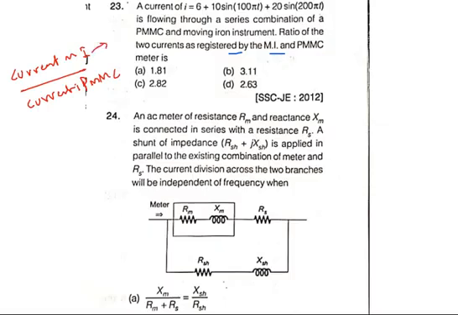Current in moving iron, we know that is an RMS value. Current in moving iron measures RMS value, very important. It is also an objective question. Okay, moving iron measures which value? Average value, RMS value. It is an RMS value. PMMC measures average value, very important. See here, he is asking the ratio of current in moving iron to current in PMMC. We have to calculate the RMS value for this.